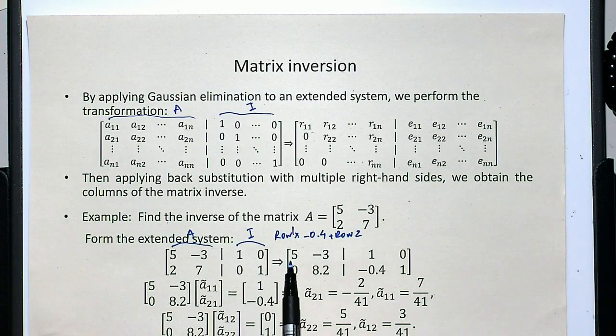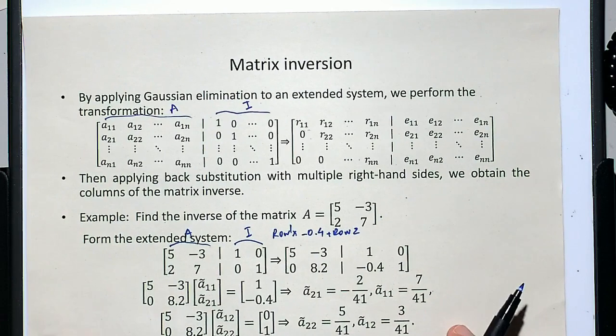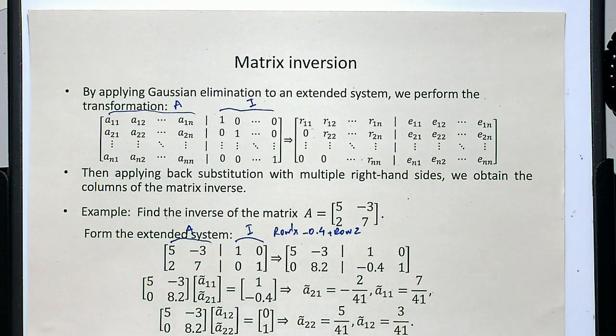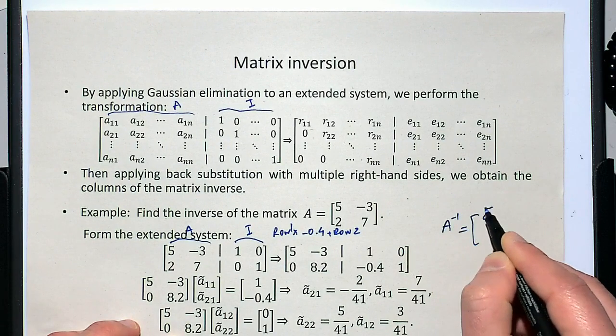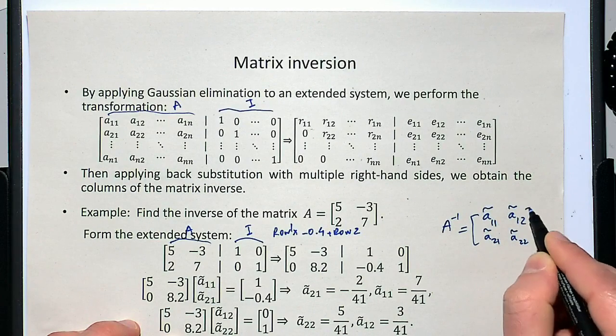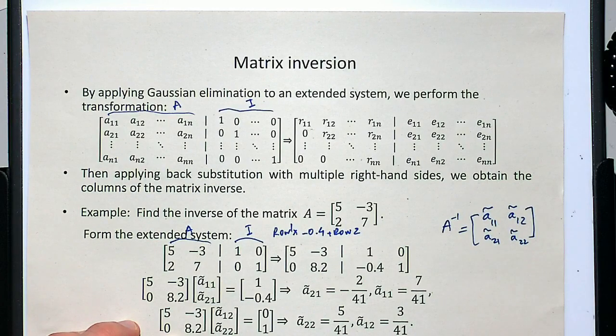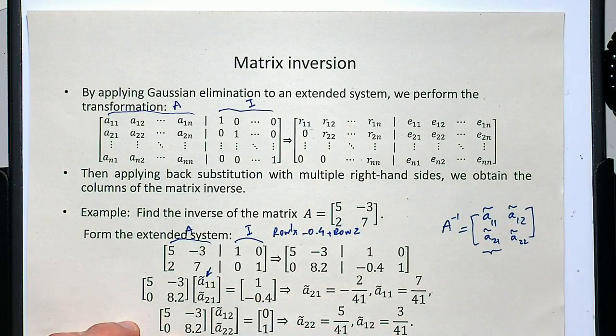The second one, so we are going to get rid of this. If we multiply this 5 by minus 0.4, it gives us minus 2. So adding that to 2 is going to give us 0. And like this. So now the question is how to calculate the coefficients. We shouldn't forget that this A inverse is A tilde 1,1, A tilde 1,2, A tilde 2,1, A tilde 2,2. So the first column of this A inverse is here.